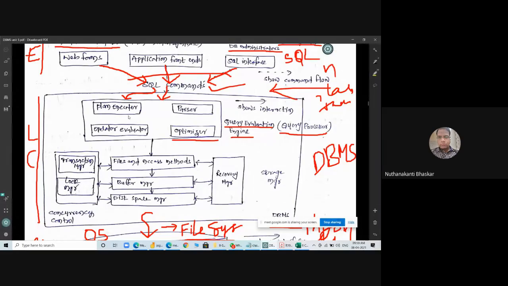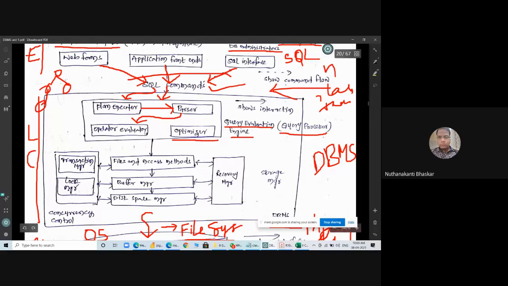Then after that, it moves to the parser. The parser is going to create a tree structure. If the plan is good, it will be converted into a tree structure. Whatever input you give, it will be converted to the tree structure. Once the tree structure comes, next is the operator evaluator. You know operator precedence and associativity. Here it follows that operator process: which operator you need to perform first, and which next.